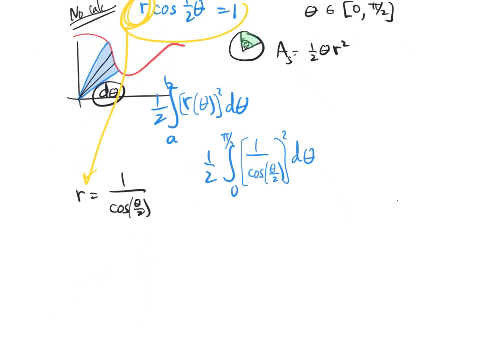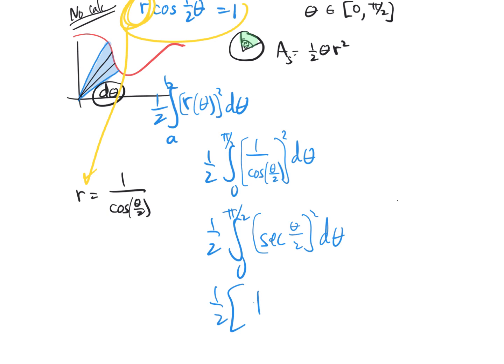And if you do 1 divided by cosine, then that's secant. So this is 1/2 of the definite integral from 0 to pi over 2 of secant squared of that same angle. And we know that the antiderivative of secant squared is just tangent. We're going from 0 to pi over 2.